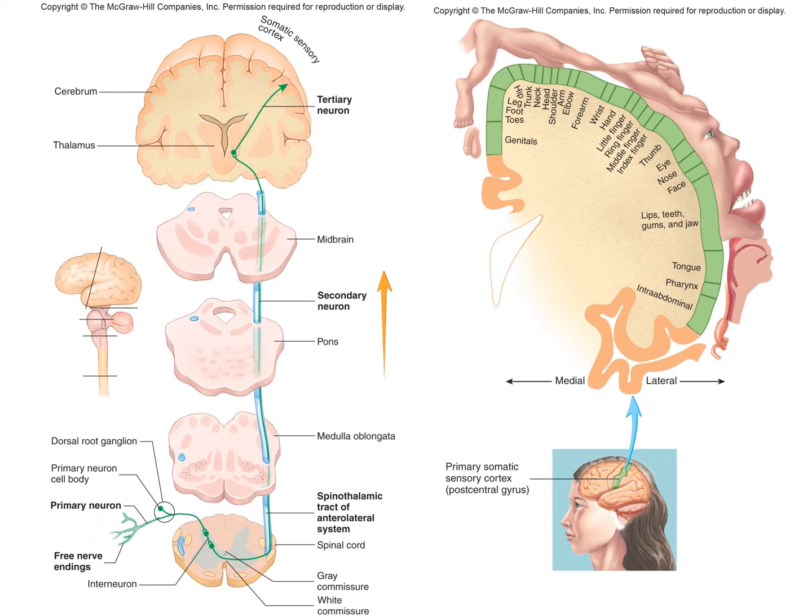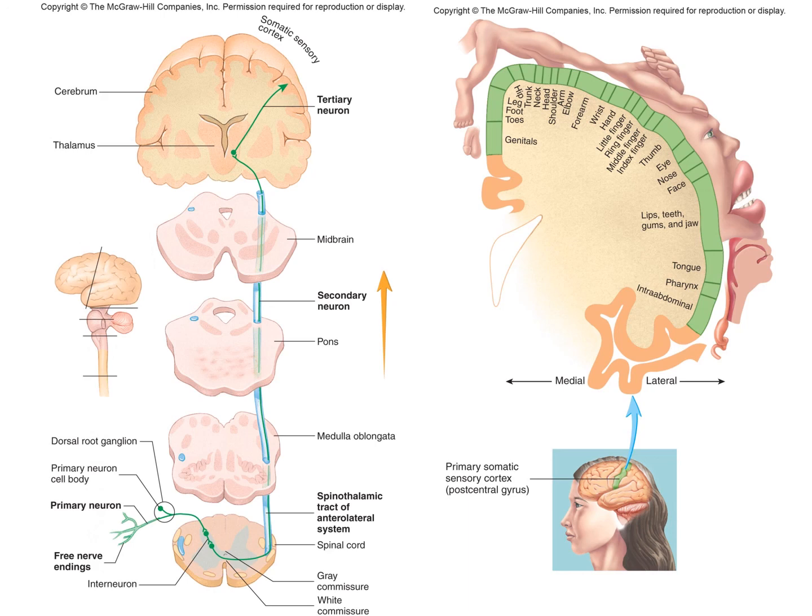And notice how much real estate is dedicated to different areas. Lips, teeth, and gum. Man, there's a big chunk of that gyrus dedicated to processing information from your mouth, and your tongue, and your pharynx, and your hands, your fingers, right? Each finger has a separate area. That is basically a reflection of the density of sensory receptors in that part of the body.